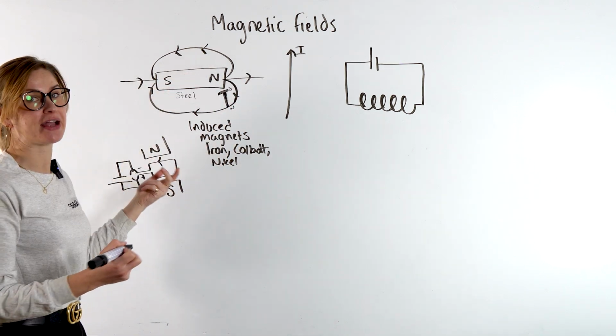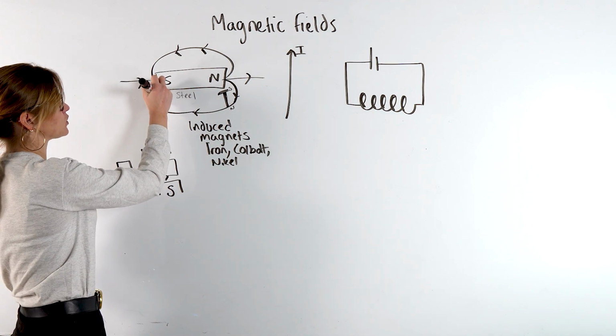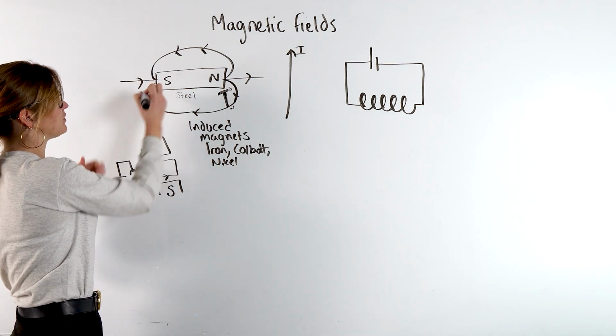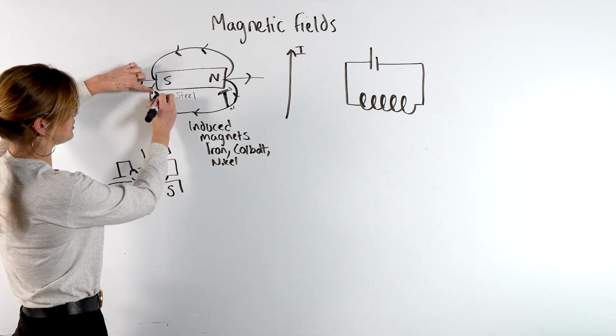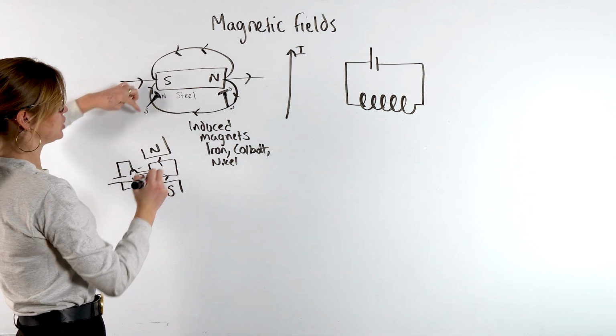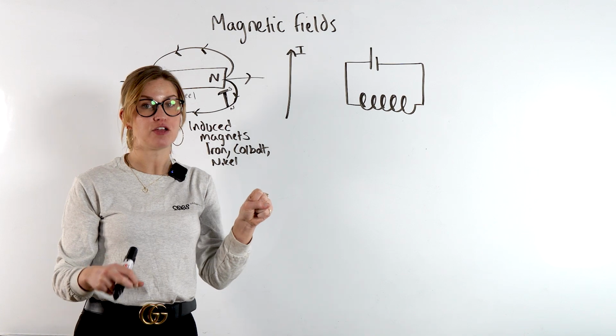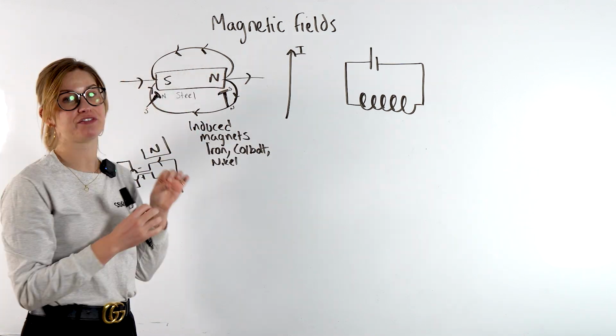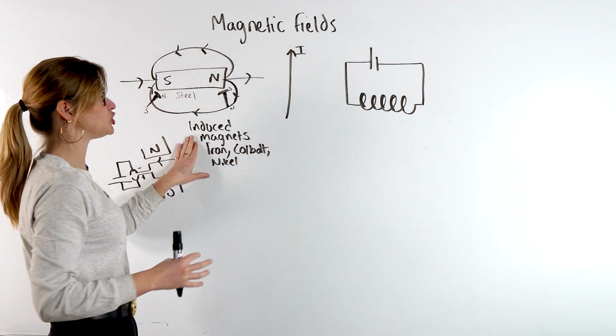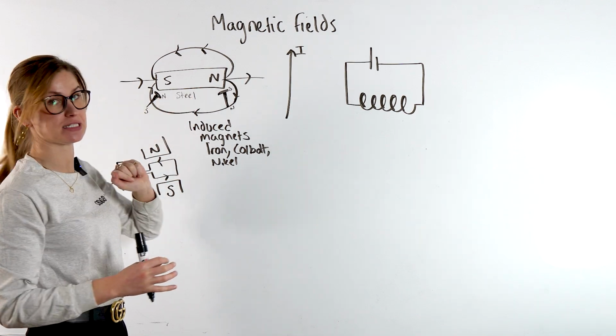Okay, if I take my iron nail and I put it towards this side, again, it's going to get attracted. So if that's a south, this is going to temporarily become a north, and that's going to become a south. So again, iron nails are not magnetic by themselves, but when we place them inside another magnetic field, they become magnetic. They become induced magnets, and they are always attracted.